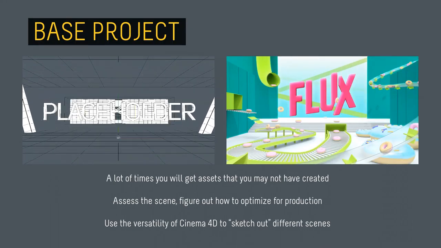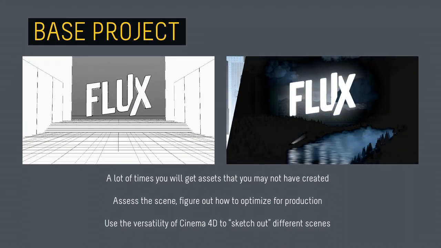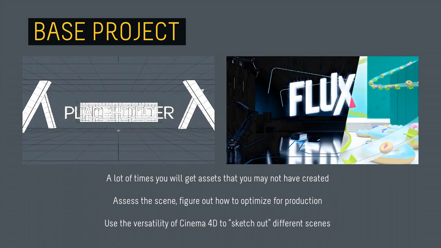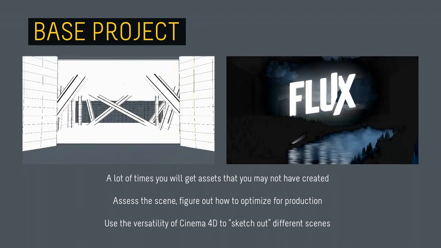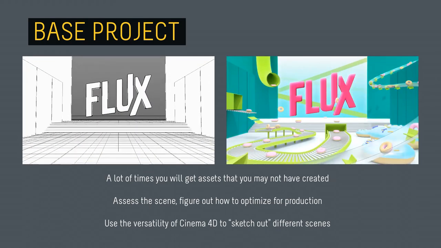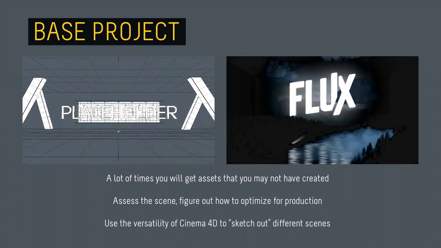here's just an example. On the left, we have a base project here. And a lot of times you get assets from people that you didn't actually work on, perhaps even a vendor. And you're going to have to sort through those files and figure out how to break it apart to make your life easier. On the right, you just have an example of how these things are going to end up. So we're going to go in, we're going to assess the scene and figure out how to optimize it for production. So let's just jump into that.